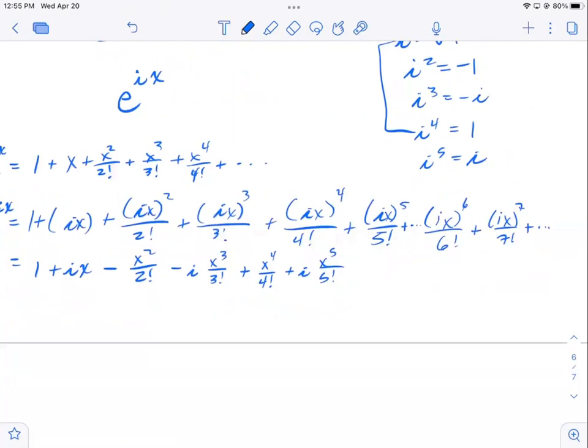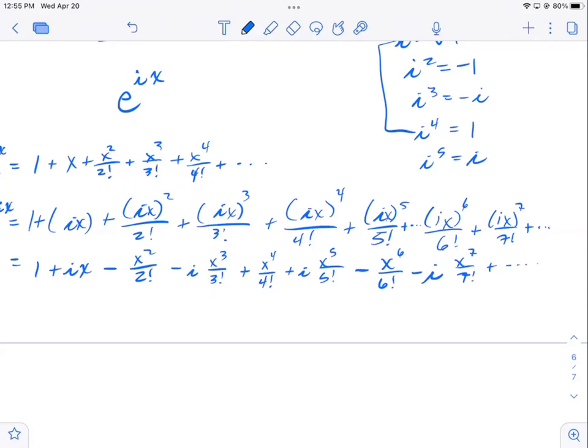So what would the next one be? We've already done the 5th power; now the 6th. i to the 6th is the same as i squared, since 6 divided by 4 leaves a remainder of 2. So it's equivalent to -1, and that's going to be negative x to the 6th over 6 factorial. i to the 7th, when you divide by 4, the remainder is 3, so it's equivalent to i cubed, which is -i. So I get -i x to the 7th over 7 factorial plus dot, dot, dot.